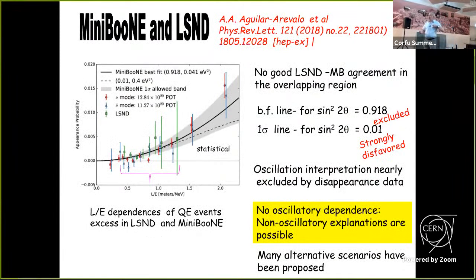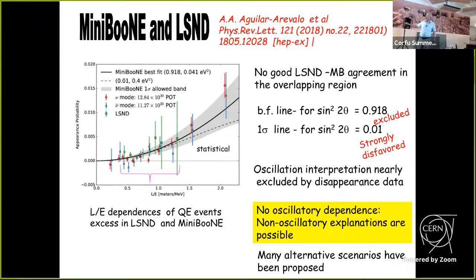Now, MiniBooNE and LSND observe an excess of e-like events in comparison with what is expected. And this is the dependence of this excess on L over E, distance over energy. LSND is the green, and the other points are MiniBooNE in the neutrino and anti-neutrino channels. A few things to mention here. The best fit line corresponds to essentially maximal mixing, which is excluded. A 1 sigma deviation corresponds to sine squared 2 theta of 0.01, which is also strongly disfavored. And the oscillation interpretation is nearly excluded by disappearance data. I don't want to go into details of this.